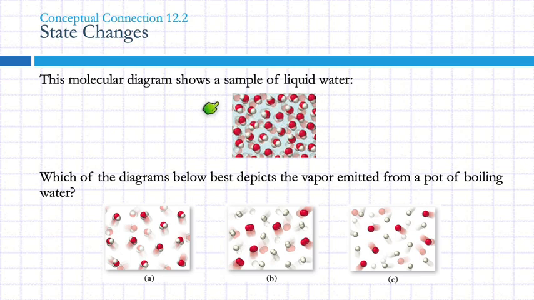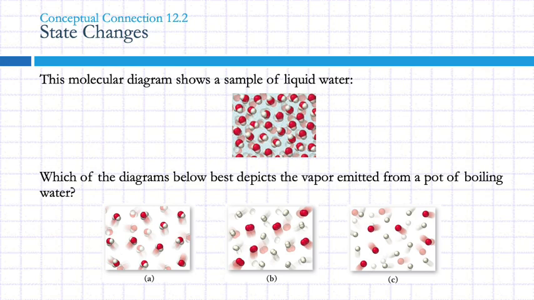So here we have a diagram showing liquid water. And this is asking us, which of these pictures best illustrates what you would get from a pot of boiling water? So when we boil water, is that a chemical reaction? A chemical change? No, it's a physical change, right? It's water going from a liquid to a gas.